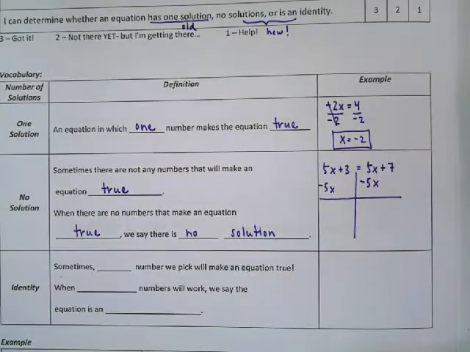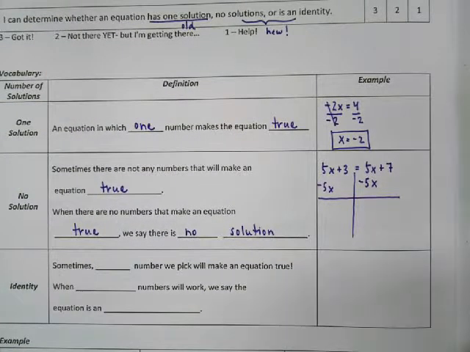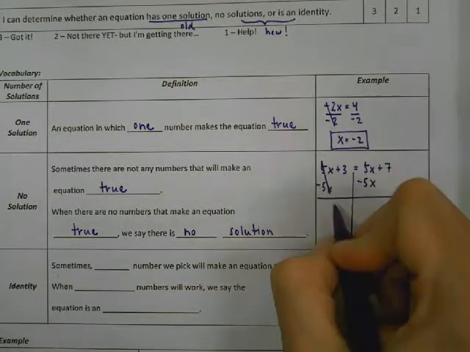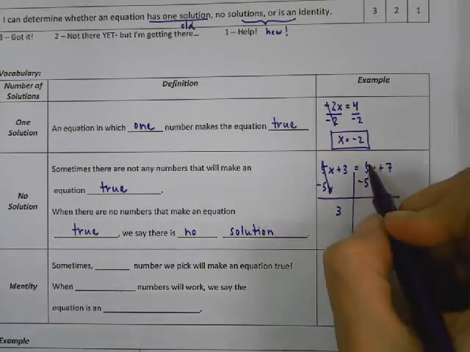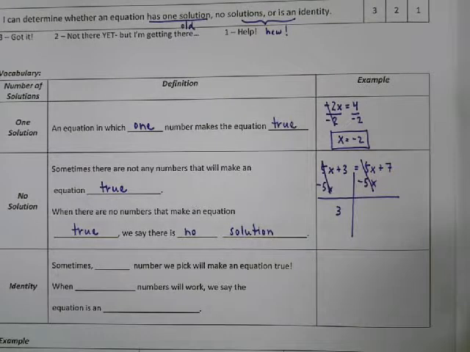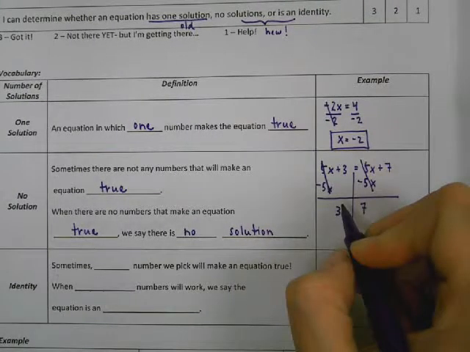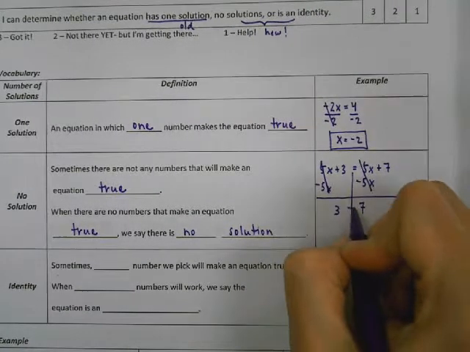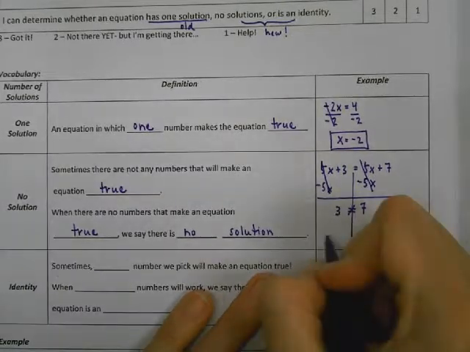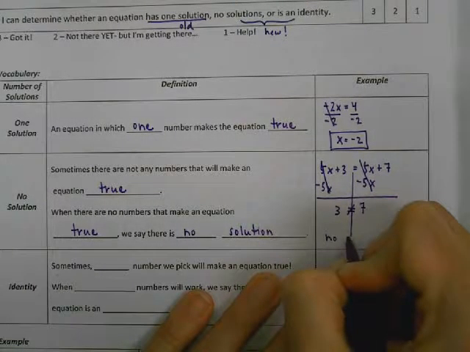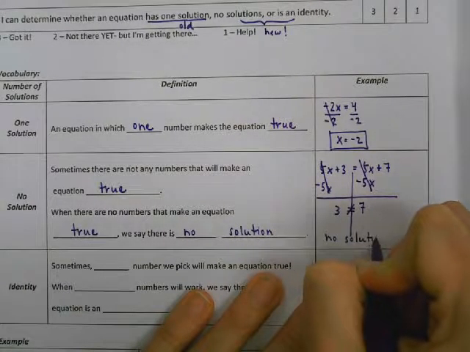But now something interesting happens. When I subtract 5x, these x's go away and I'm left with 3. Over here, these x's also go away, and I'm left with 7. Now, we know that 3 is not equal to 7. When that happens and we get a false statement, we say that equation has no solution.